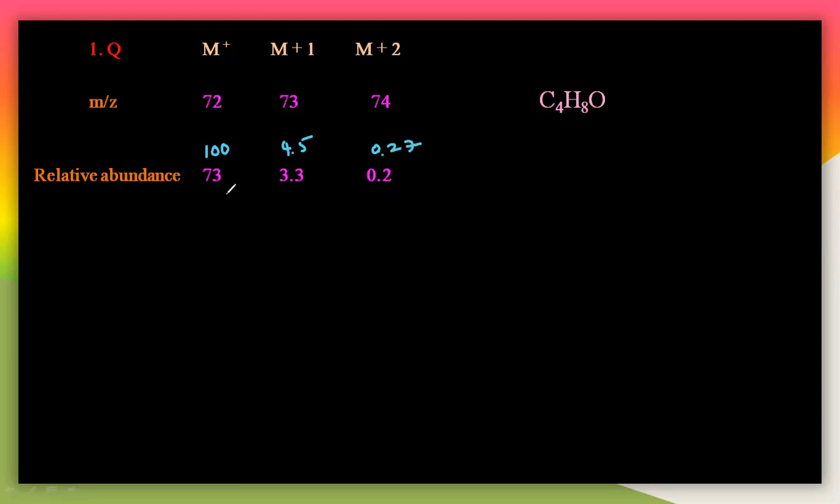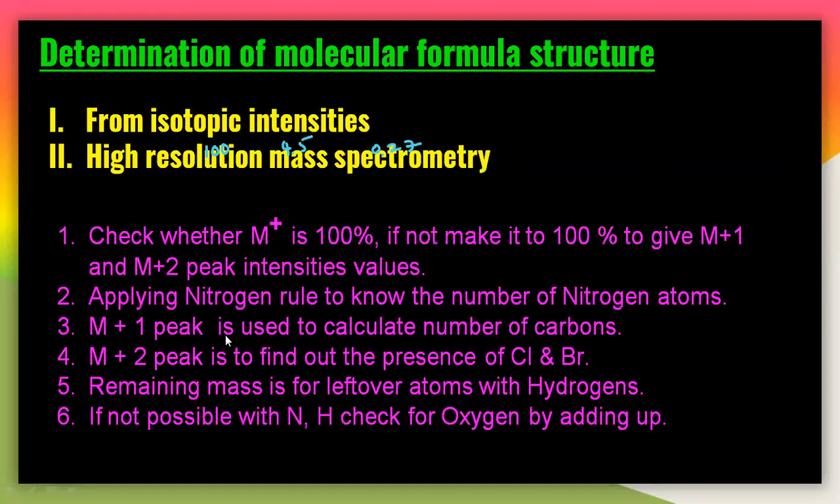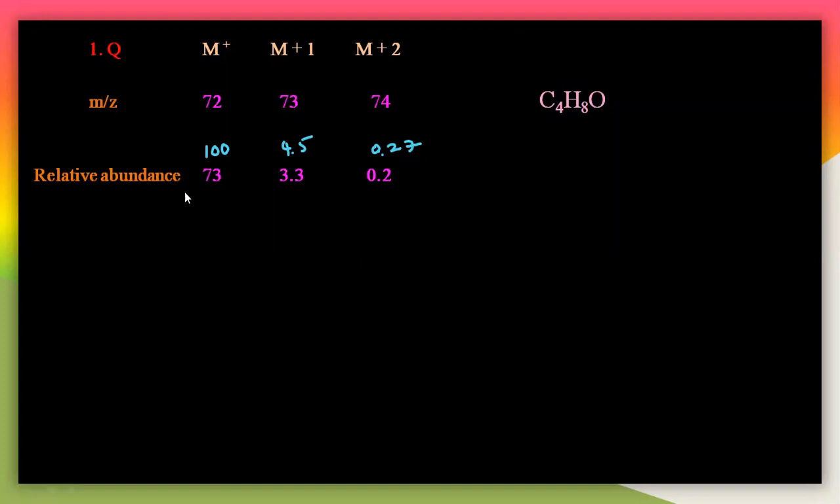After this, you have to do the next step: applying the nitrogen rule. See here, does this particular sample contain nitrogen or not? The mass of this molecular ion is 72, which is even. So the first step, making it 100%, is completed, very good. In the second step, we apply the nitrogen rule.